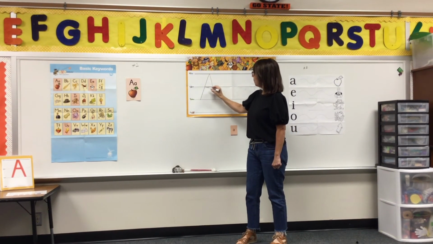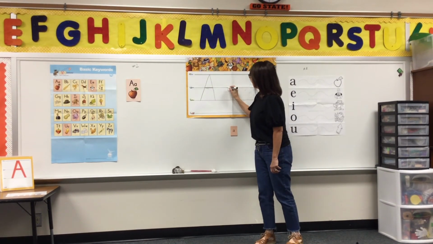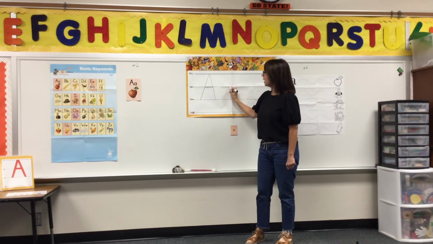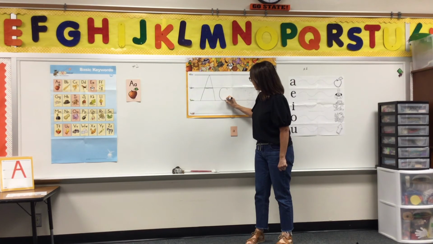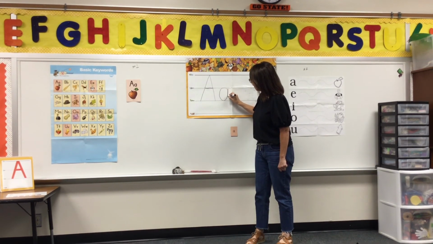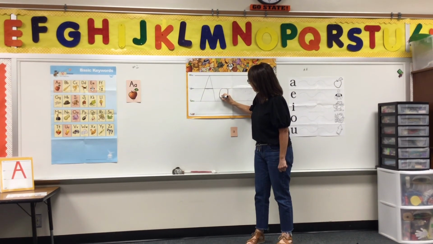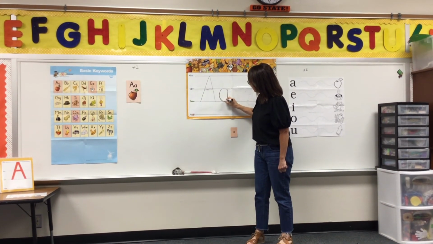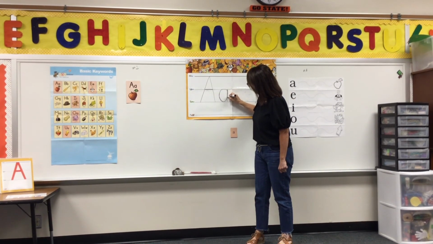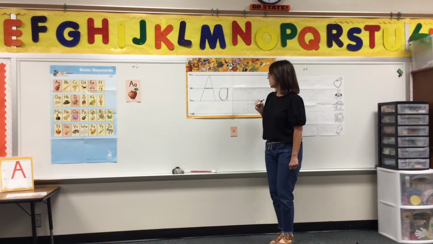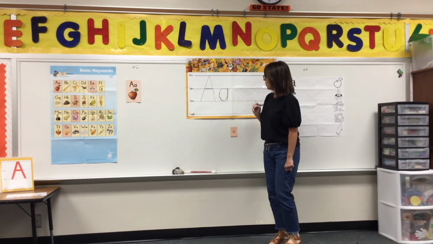A, apple, ah. Now to make a lowercase a, we are going to start where the plane flies, and we're going to make a curved line from the plane line, bump the grass line, back up to the plane line, and back down to the grass line. A, apple, ah.